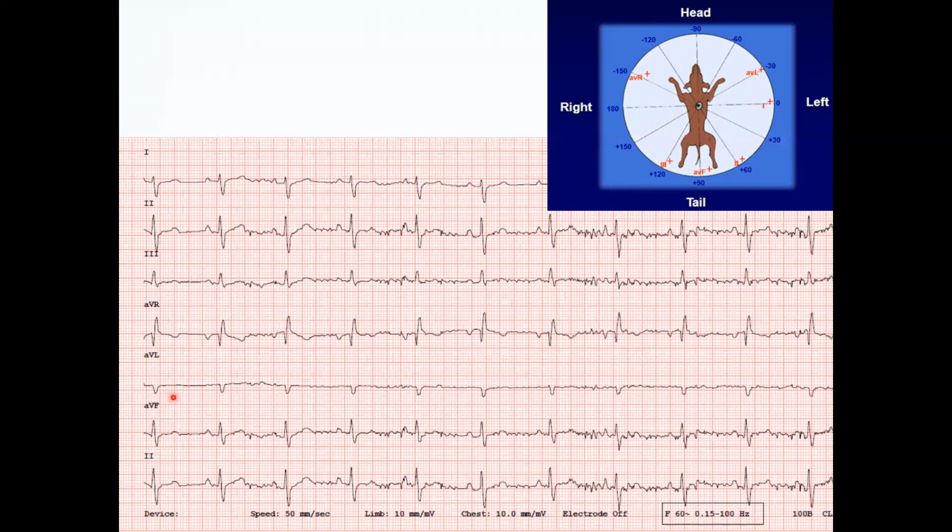So we're going to look at AVL here and say, well, AVL is negative. So my wave of depolarization must be headed in this direction towards the negative pole of AVL. Okay? Now, even though it's a positive 150 degrees, that's simply the degrees here. The poles are marked in red, and the positive pole of AVL sits at negative 30. So it's actually directed in this manner. Okay?